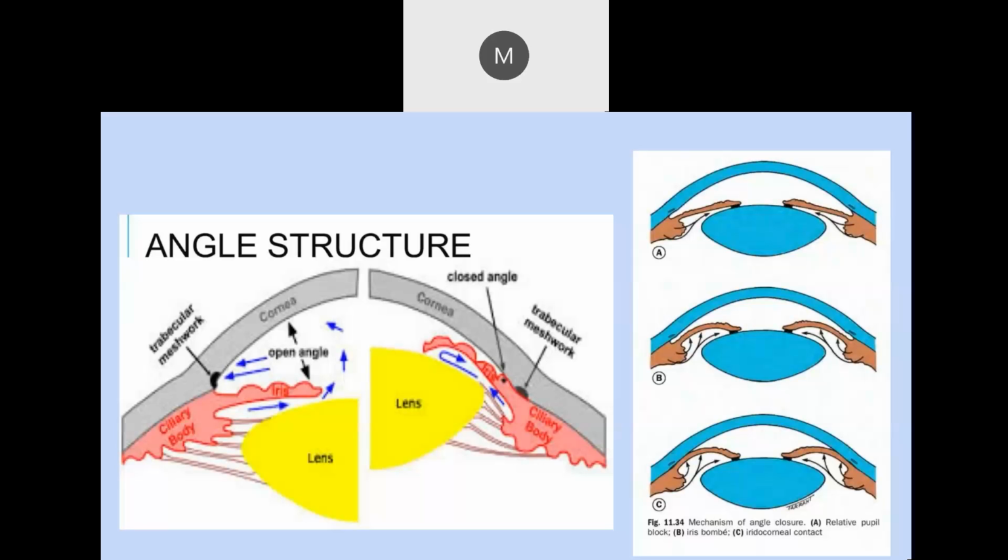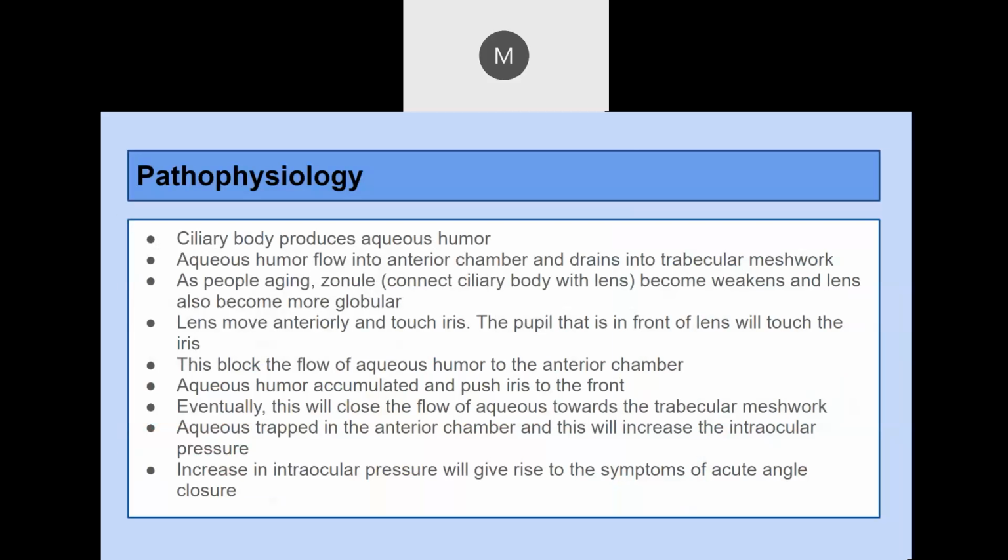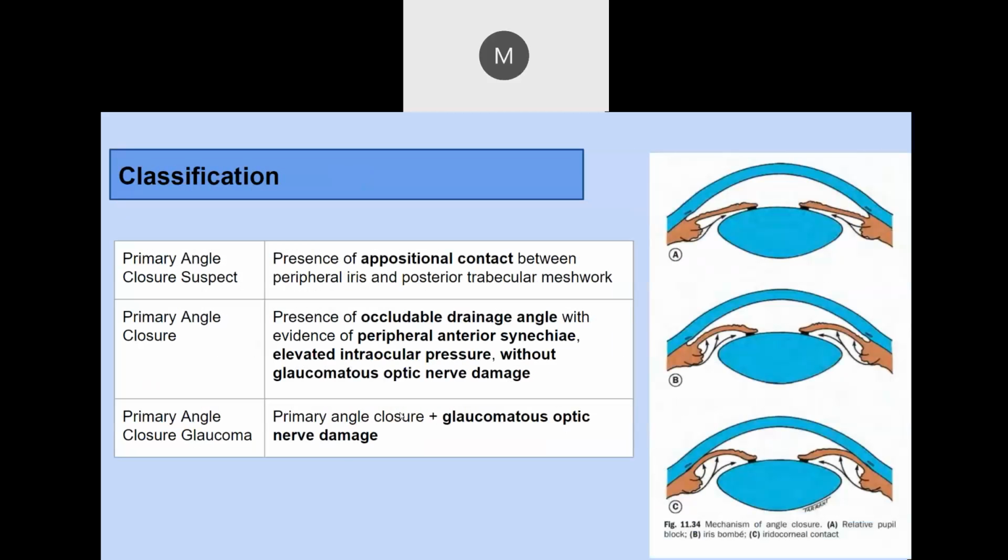And then when the aqueous humor accumulates behind the iris, it will push the iris forward, and eventually it will close the pathway of the aqueous humor to the trabecular meshwork. So the trabecular meshwork cannot drain the aqueous humor, and the aqueous humor will accumulate in the anterior chamber, and then it will give rise to the intraocular pressure, which later will give rise to the symptoms of acute angle closure. Okay, this is what I explained just now.